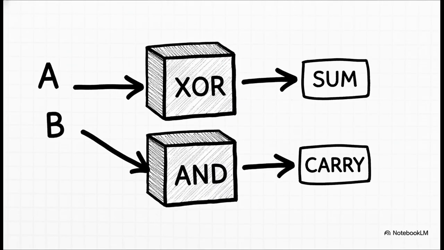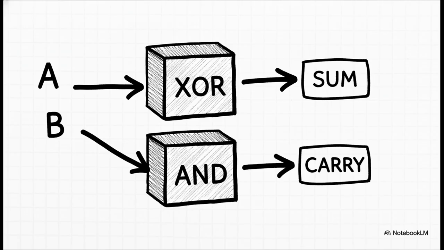Its whole purpose is to add 2 single binary digits together. To do this, we need our trusty AND gate, and we're going to bring in one new player, the XOR gate. XOR stands for exclusive OR. It's kind of like the OR gate, but with a twist.